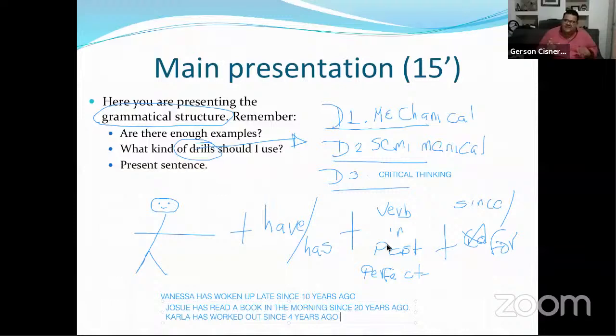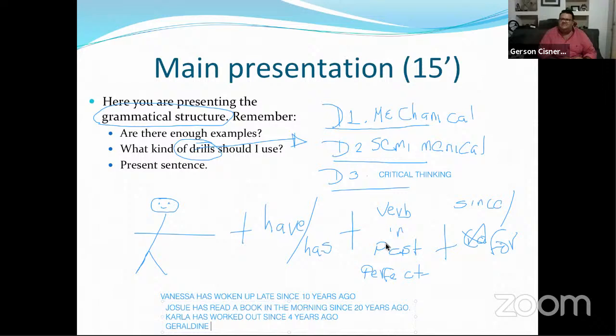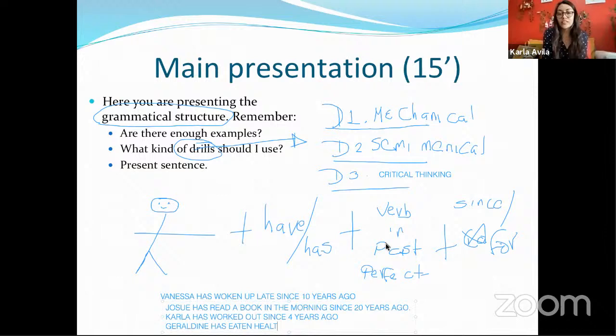Critical thinking is when you apply it in your life. Example, Carla, tell me your BFF, your best friend forever. The name? Yes. Geraldine. So Geraldine, a good habit or bad habit? Good habit. Okay, so tell me her good habit. She likes to eat healthy. Okay, so Geraldine, have or has? Has eaten. Very good. Healthy.